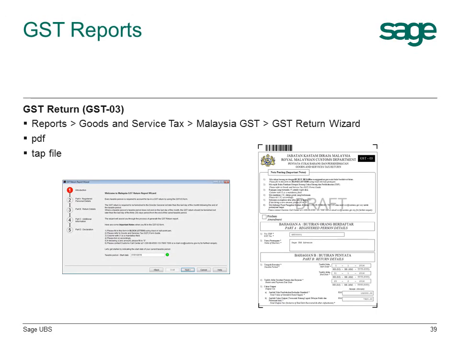The system provides a wizard-driven guide on generating the output similar to that of GST 03 form, that is to facilitate users in processing the periodic GST return. The GST return function is located at Reports menu, Goods and Services tax, Malaysia GST, then click on GST Return Wizard. Just go through each step and check the amount being generated.